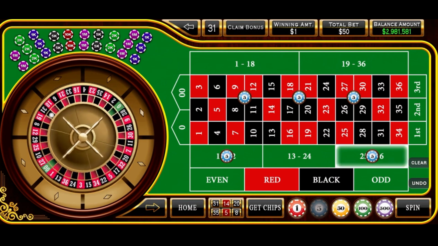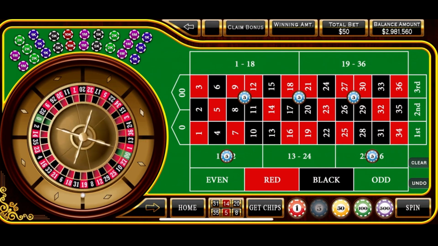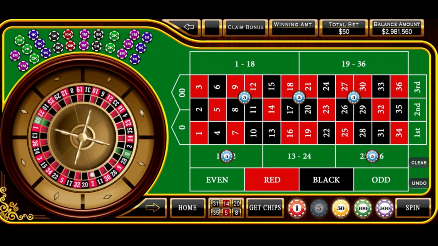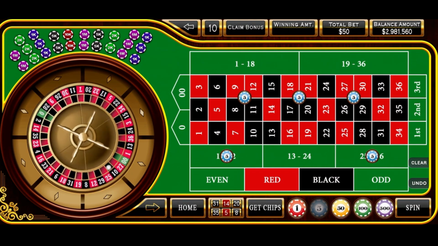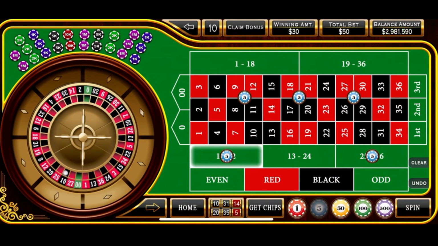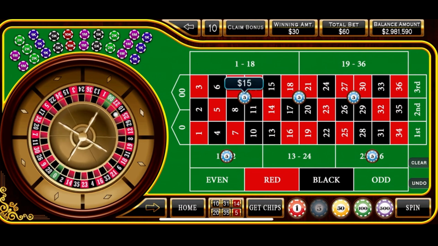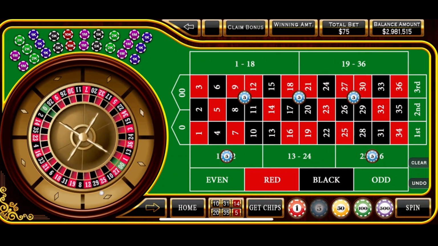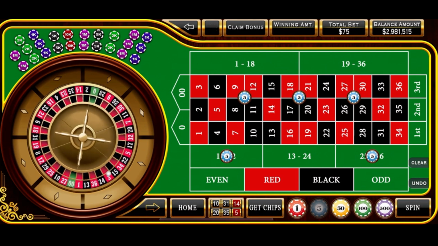31 black's a partial loss, so that's one loss at this level. We'll stay right here and spin again. So that's 10 black, that's another partial loss. So now we'll go up to level 3. It's $15 on each of our bets, 75 total. And we are spinning. Here we go.